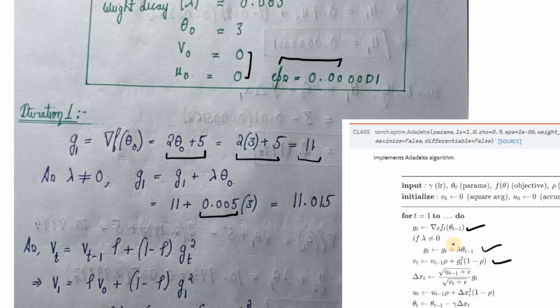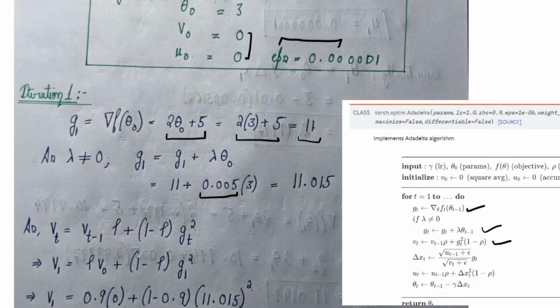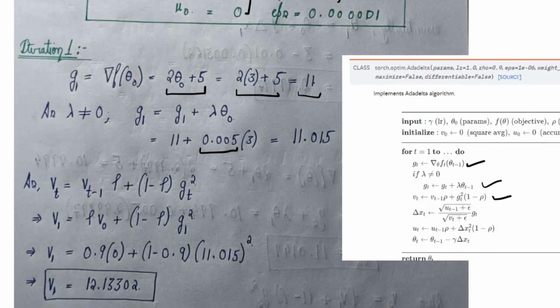Since we have gone through the paper, we don't have to explicitly call out Vt as expected value of Gt square every time. The notation is for understanding only. So we will just put the value of t as 1 and the rest of the values as it is. And on solving, we are getting the value of V1 as this.